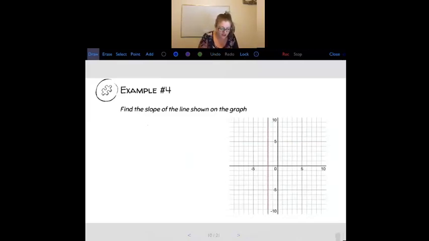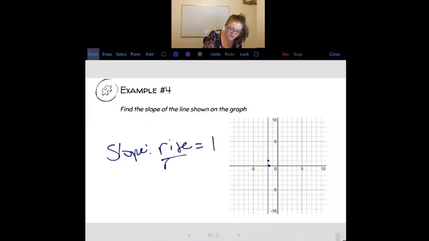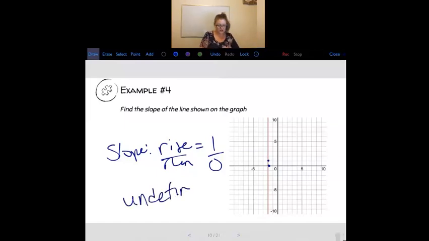Next, find the slope of the line shown on the graph. So again, we can pick a couple of points here. To get from one point to the next, we have to go up 1. So that's our rise, is 1. And we don't have to move at all in the horizontal direction. So we need to go over 0 spaces. 1 over 0 is undefined. And if you try to put it in your calculator, it'll give you an error. Divide by 0, error. So those are some examples of identifying the slope from the graph. In the next video, we'll talk about using it from two ordered pairs given.